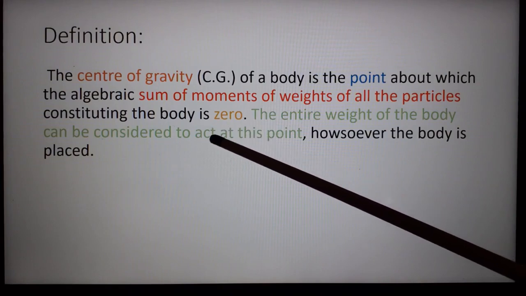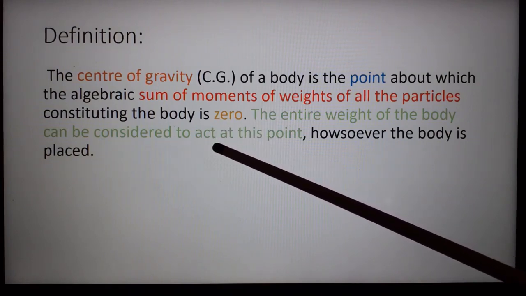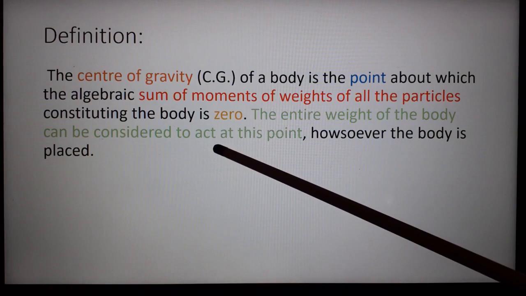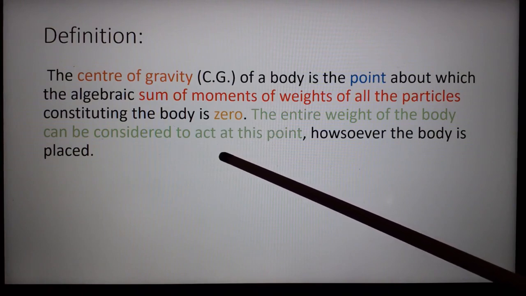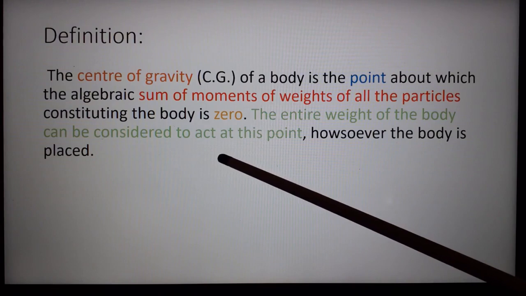The entire weight of the object can be considered to act at this point, howsoever the body is placed, right? So, the weight of the whole body is concentrated at its center of gravity.